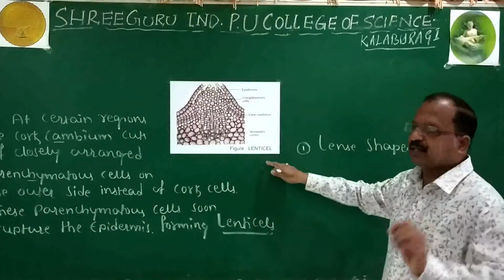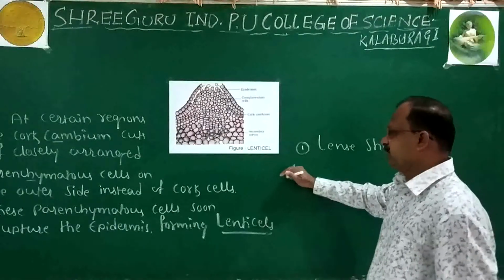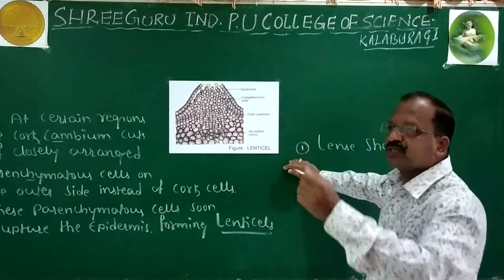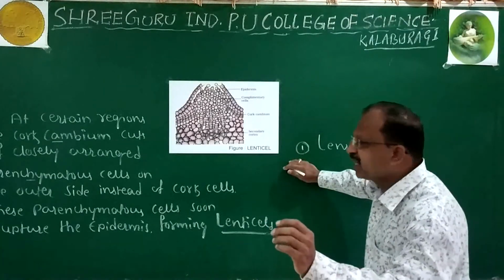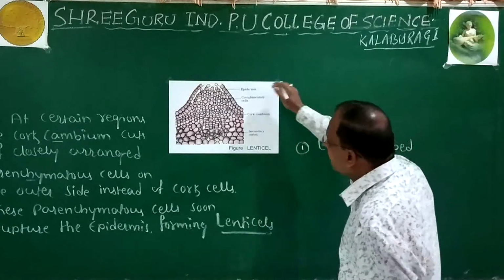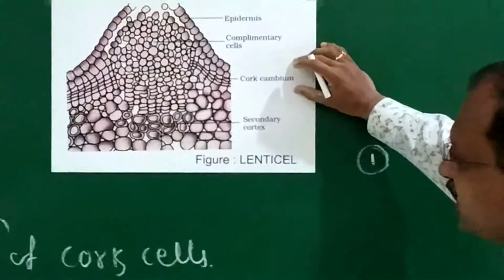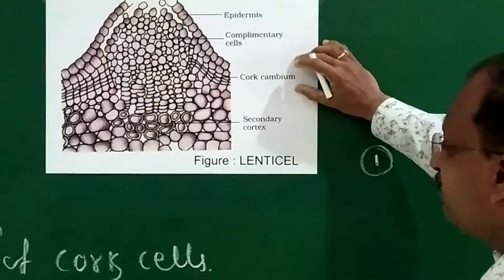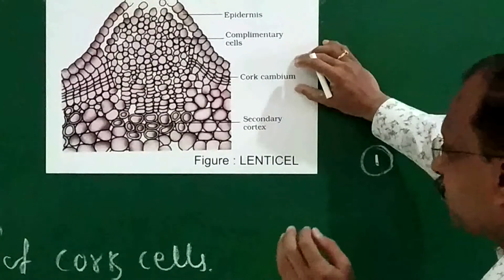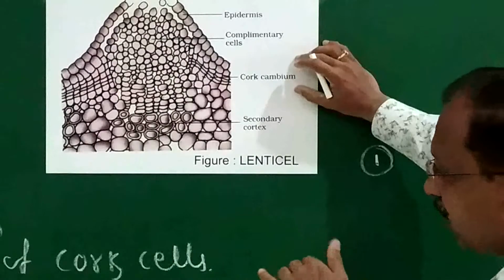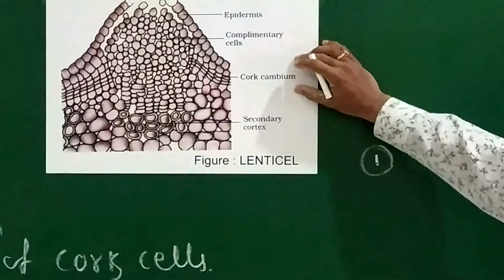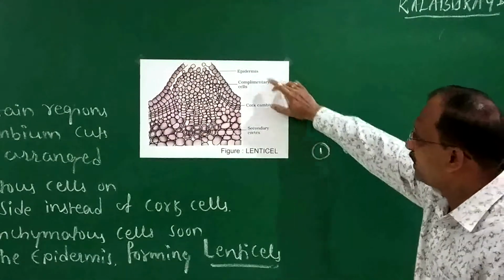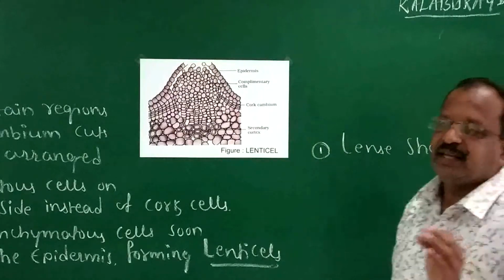I will repeat and take care because it is a little bit complicated. First point, lenticels are lens-shaped raised spots developed on the stem, especially during secondary growth. How are they produced? At certain regions, cork cambium or phellogen will cut off closely arranged parenchymatous cells on the outer side instead of cork or phellum. These parenchymatous cells soon rupture the epidermis and form lenticels.